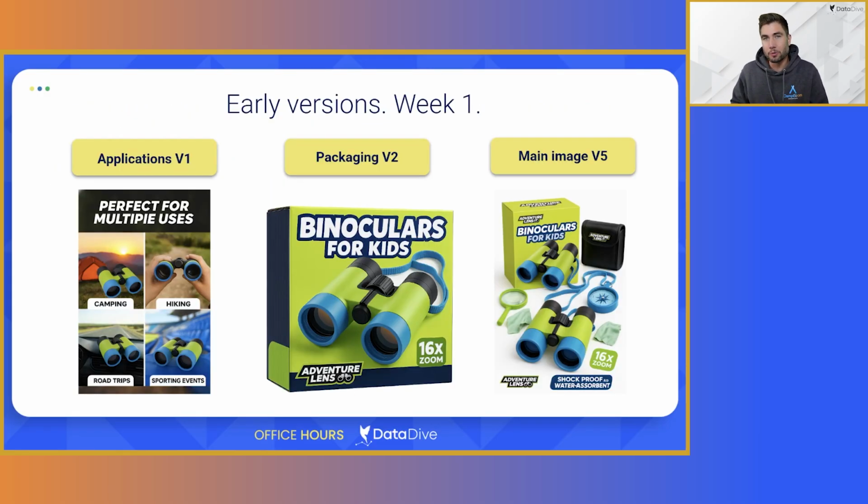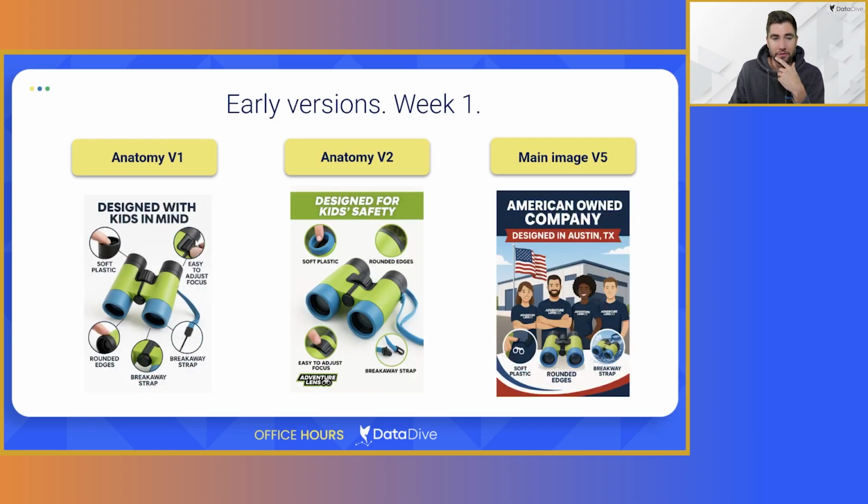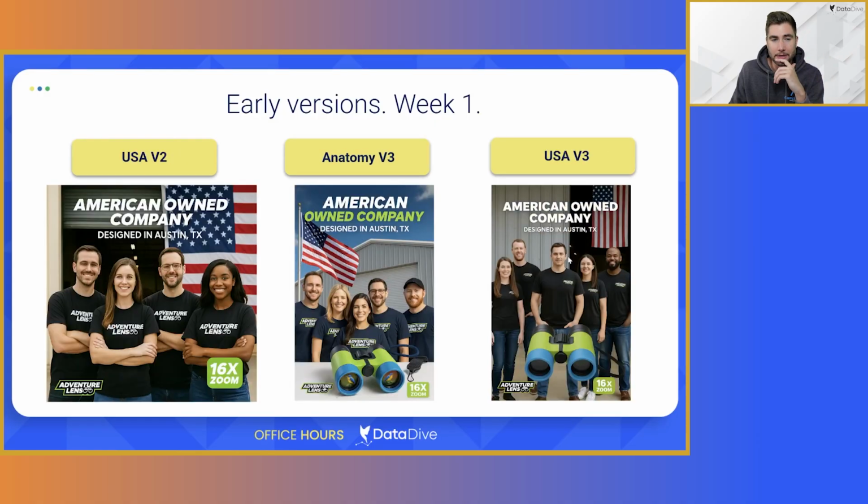So this is what we did in week 1. As you can see, there's no photorealistic humans, but you can see from the CTR and CVR workflow, some common image types. We have an applications graphic here. We've got some product packaging here. We've got a main image. We've got some product anatomy graphics, another product anatomy graphic. This is that made in America or American-owned company.